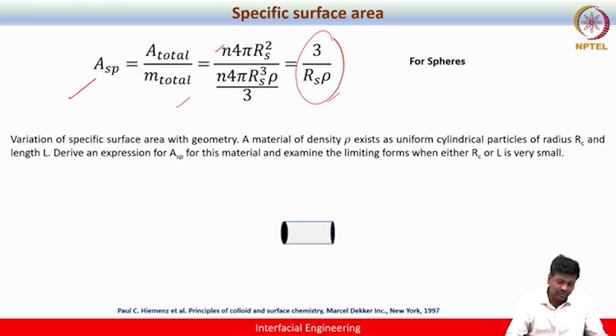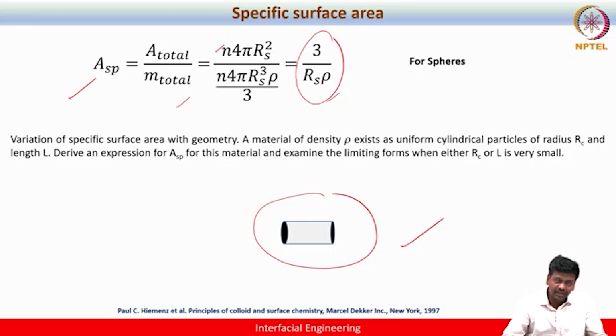Okay. Now, just to appreciate the difference in surface, we will now deal with, let's say, a cylindrical particle. Maybe you're working with, let's say, carbon nanotube particles or silica rods. There are various particles you may be dealing with. Let's take an example of a cylindrical object, right? In this case, how do we calculate the specific surface area?